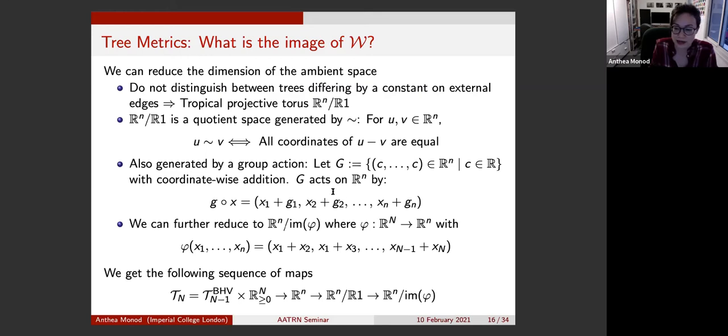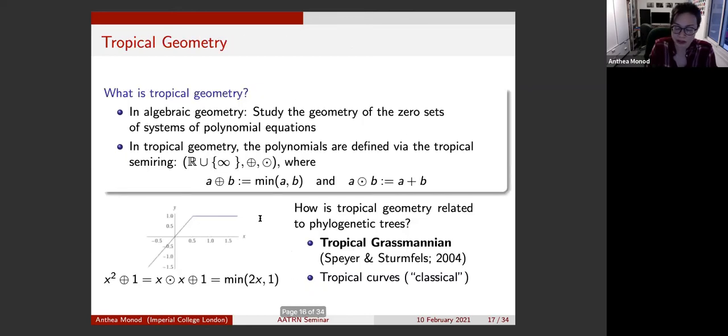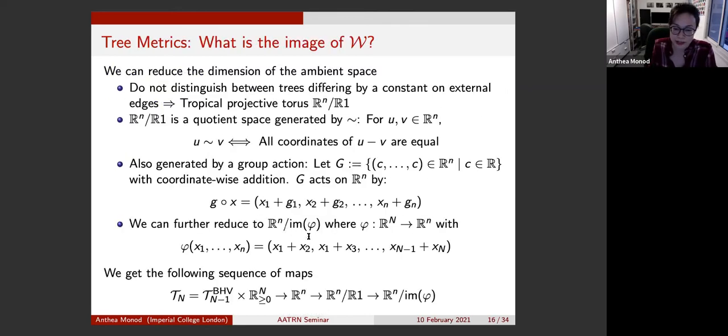It turns out that this group action also defines a map. So you can also do this by further reducing the tropical projective torus to another quotient space, quotiented by the image of this map phi. So basically we have this nice algebraic construction of quotient spaces, where you get a sequence of maps from tree space into Rn, into a smaller space, which is the tropical projective torus, and into a smaller space, which is this quotient space quotiented by the image of your map phi.